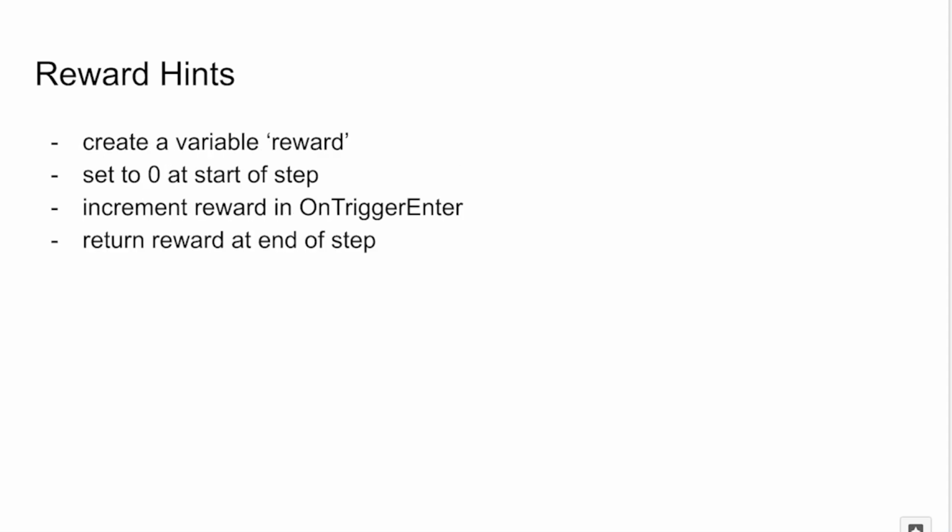We can create a variable reward. We'll set it to 0 at the start of the step. Now in the step, we're then calling simulate. So then if we return the reward at the end of the step, then we will have taken account of anything that happened during that simulate step. We can increment the reward in onTriggerEnter. That onTriggerEnter will run during the simulate, and therefore by the end of our step function, the reward will have incremented if we collided.